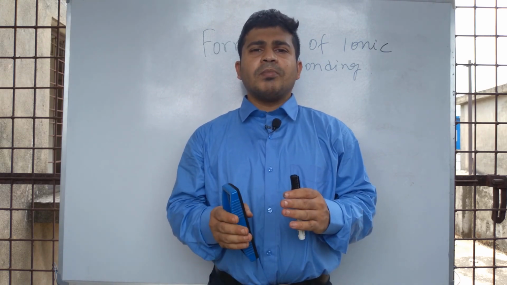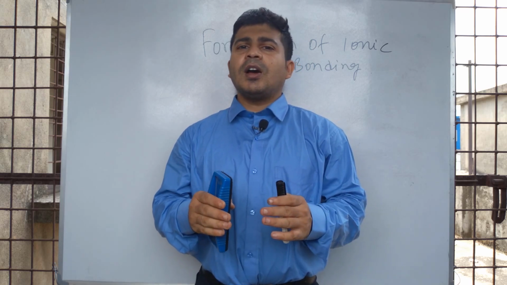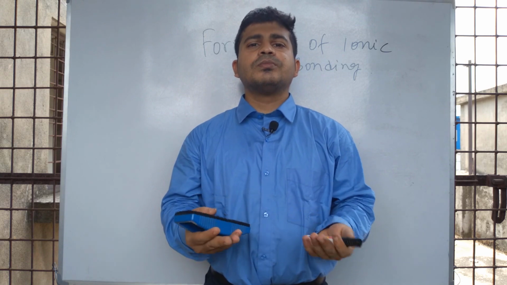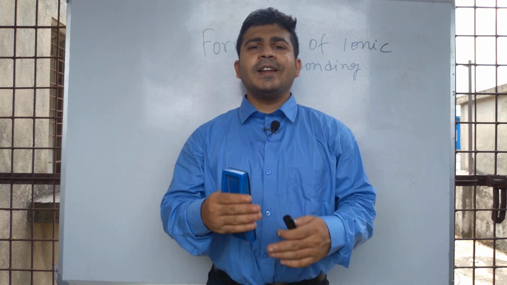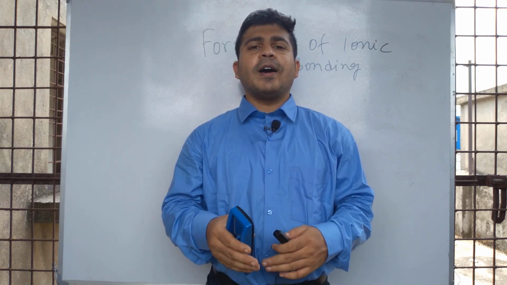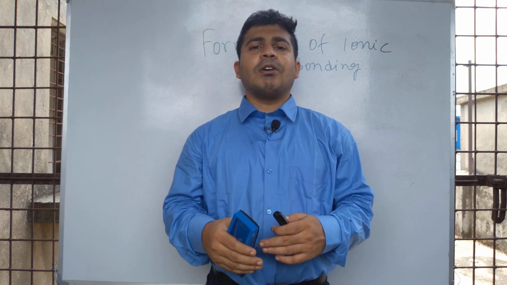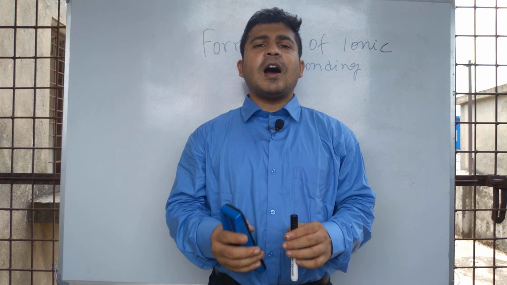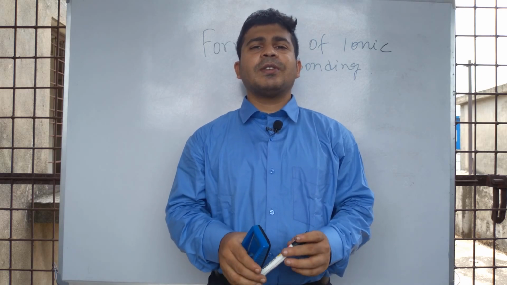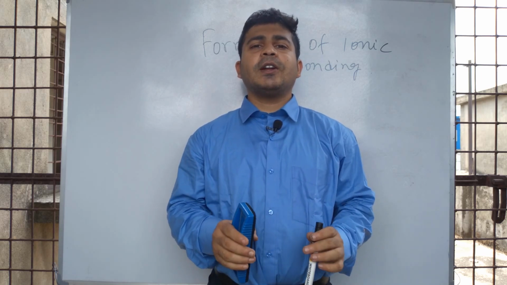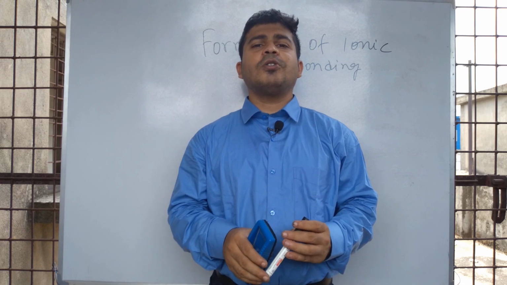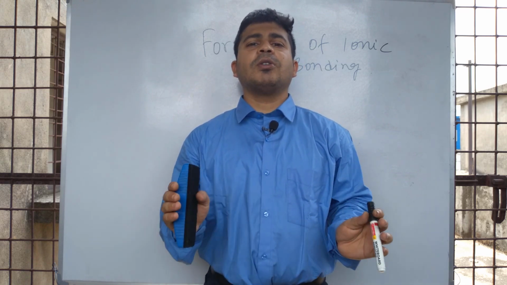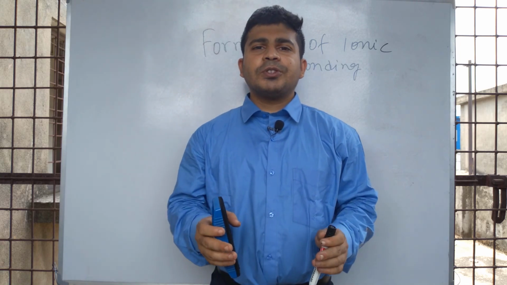So by losing electrons, one atom changes to a cation, and by gaining electrons, another atom gets a negative charge, an anion. After forming this cation and anion, they are joined together by a strong electrostatic force of attraction, and this is called ionic bonding. I am demonstrating this with an example.